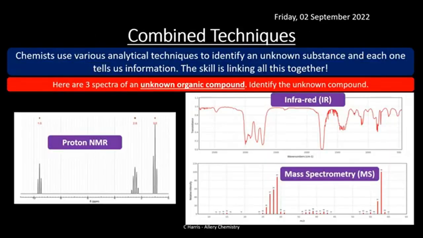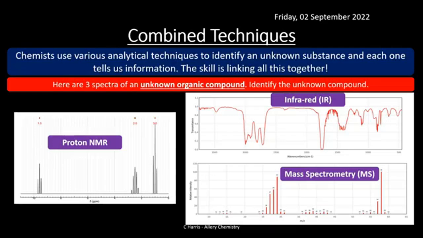In this photo, we have 3 different spectra of an unknown organic compound. Now we can identify the compound with these 3 spectra. First is proton NMR, second is infrared, third is mass spectrometry. First of all, we can start with proton NMR. In proton NMR, we have 3 peaks, which are triplet, multiplet, and also triplet. And there is the infrared spectrum. We can identify compounds by using the data booklet.